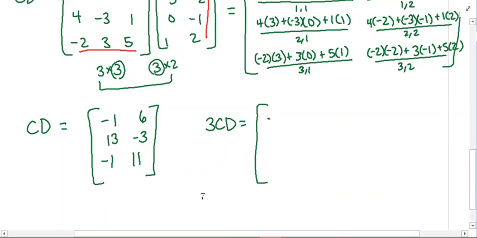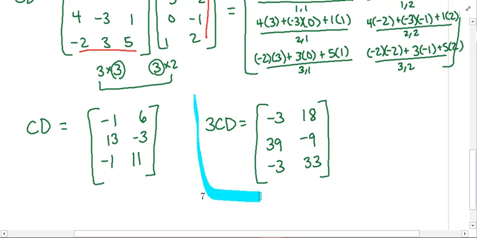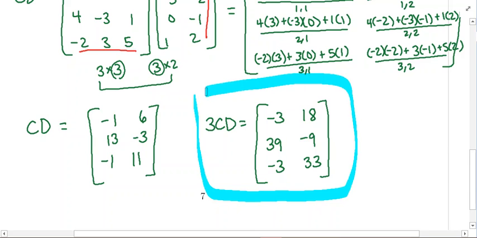So we're going to get -3, 18, and then 3 times 13 is 39. 3 times -3 is -9. And then 3 times 11 is 33. So this is the result of 3 times C times D. Not the final answer. We've got the 2 big pieces that we need.